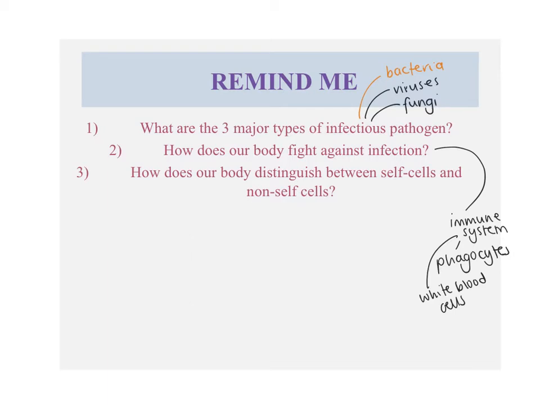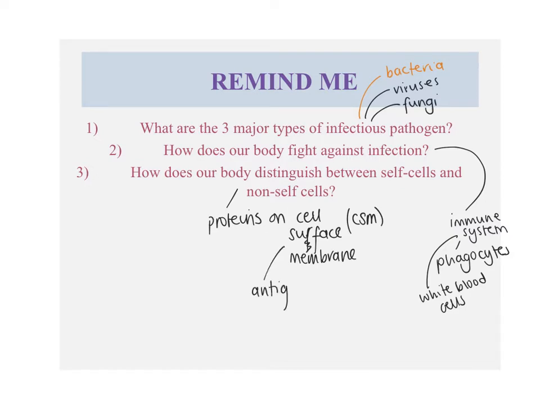Okay, now what you might not know, and what we're going to look at over the rest of the lesson, is how our body distinguishes between self and non-self cells, and that's all to do with the proteins on the cell surface membrane, which I'm going to abbreviate to CSM, and these proteins are called antigens. We discern between self and non-self antigens by looking at the shape of those proteins.